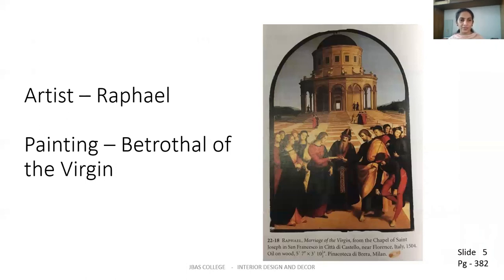Now, this is a painting by Raphael, which is called Betrothal of the Virgin. Here in the center, you can see the Virgin being given to Joseph, Saint Joseph, and this is where there was the first representation of a true sense of perspective. You can feel the space between the chapel that is far ahead and the group of people that are in front of it.